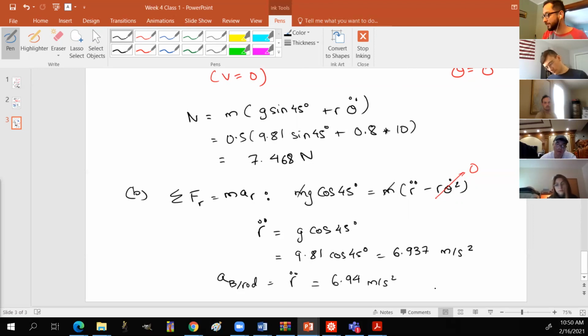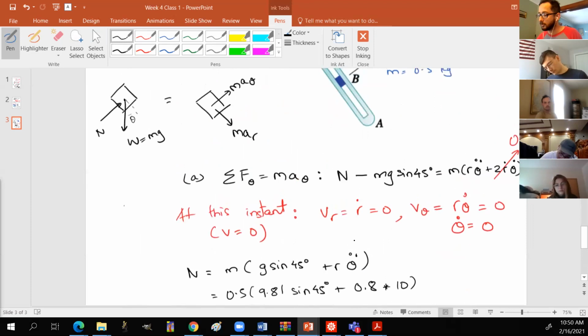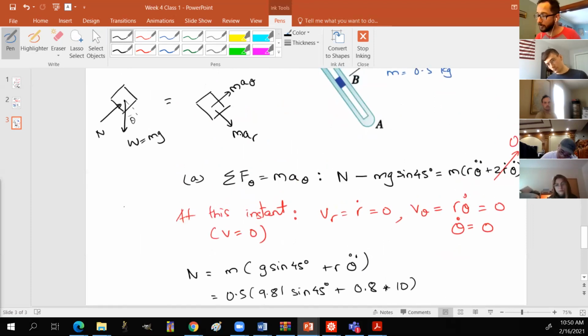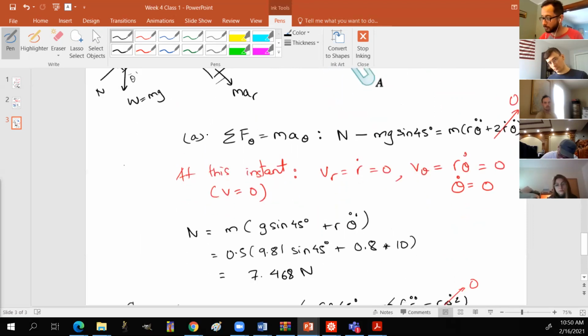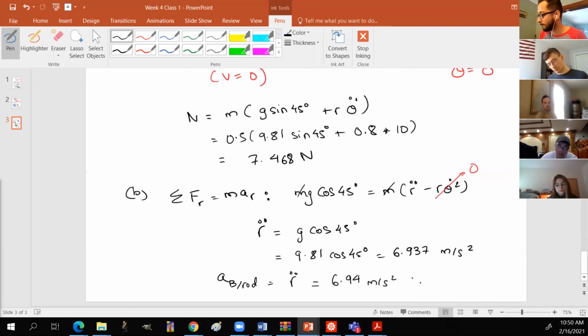And at that particular instant, we know that it's in this direction here, so we know that that's at a 45-degree angle. So we know the direction as well. Good. Questions?